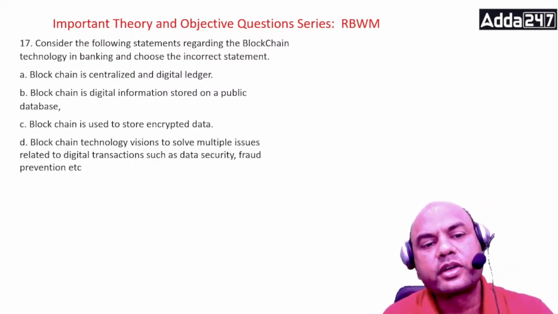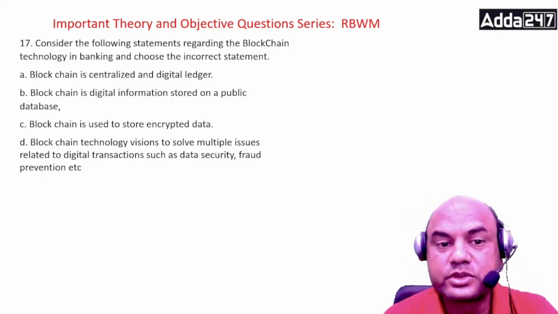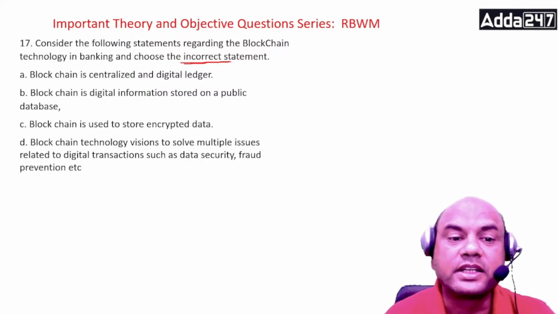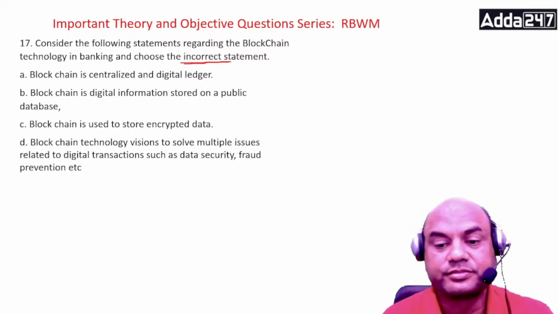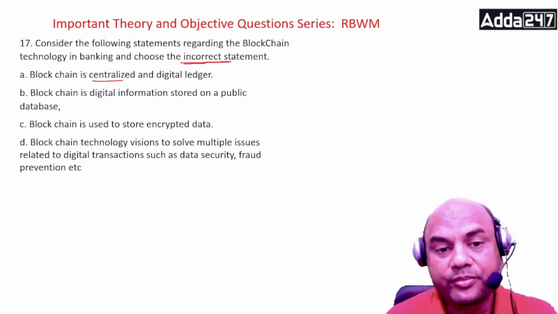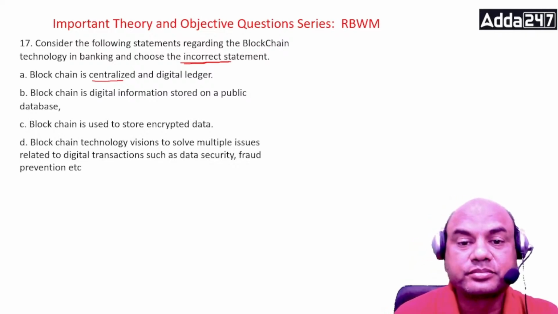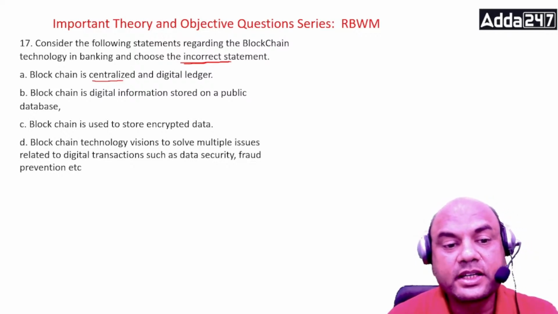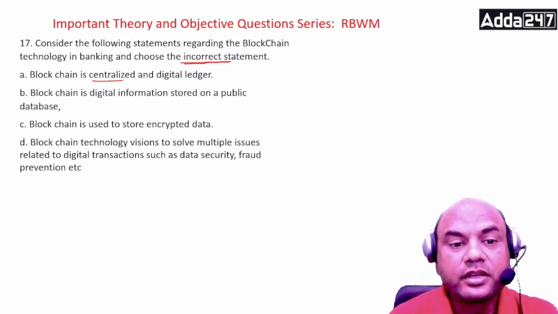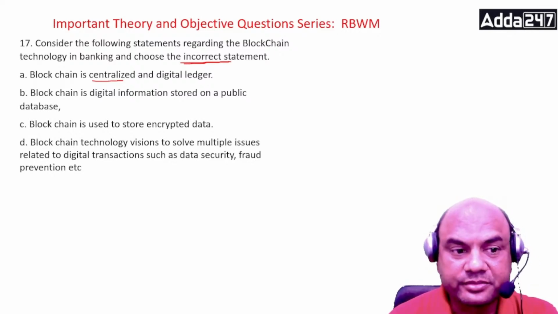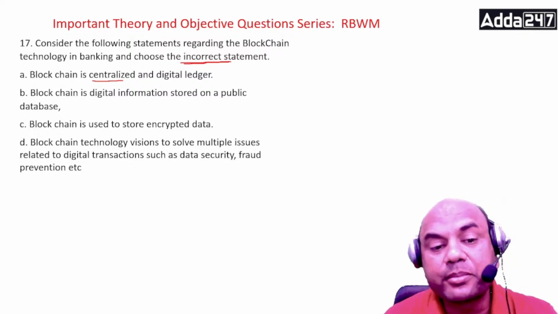Consider the following statements regarding blockchain technology and choose the incorrect ones. Here, always focus on the question. Is it asking for incorrect or correct? Incorrect one. Blockchain is a centralized and digital ledger. Let's see, because just now what did I tell you? Distributed. Centralized means power in one hand; distributed means power in various hands. Blockchain is digital information stored on a public database. Blockchain is used to store encrypted data. So this is true.